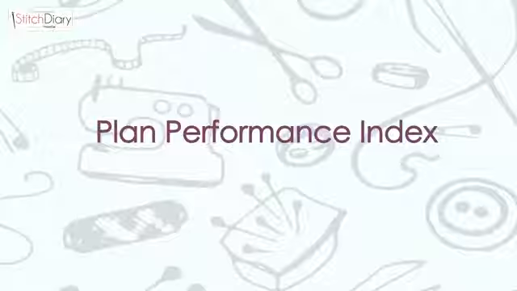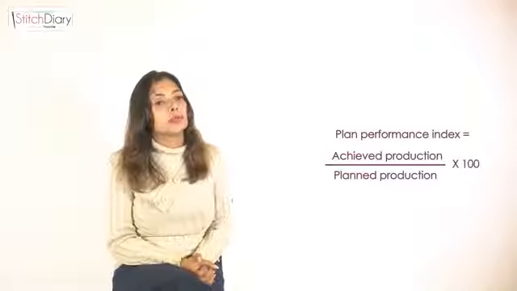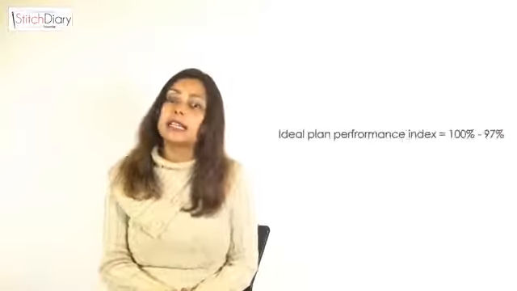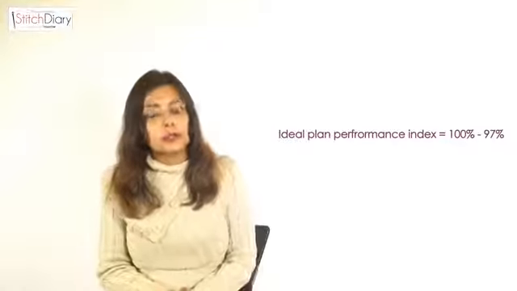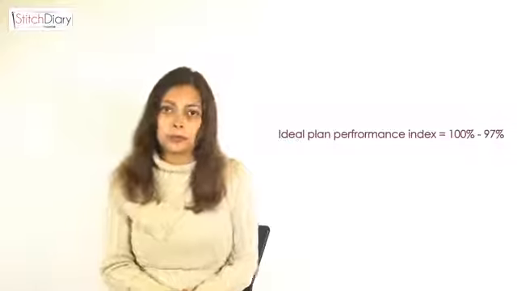The third performance measuring tool for production planning is the planned performance index. It is basically the difference between planned work and actual work done. It can be calculated by dividing achieved production by planned production. The planned performance index essentially tells you the quality of production planning that the factory is doing. Ideally, the achievement should be 100%. However, 97 to 98% is also a good number.